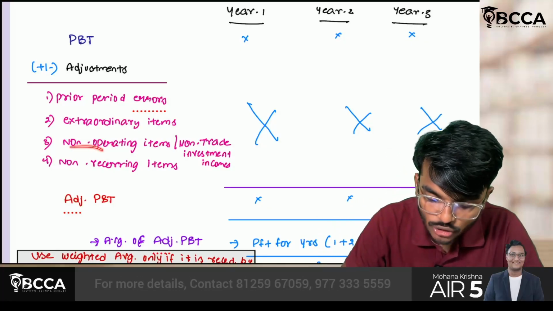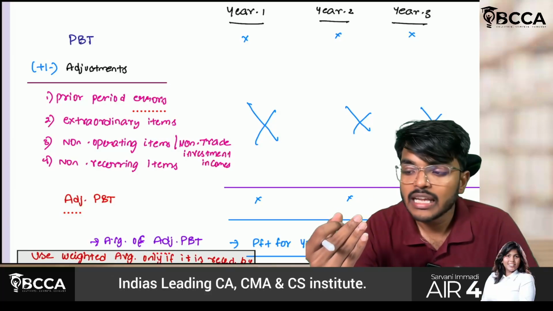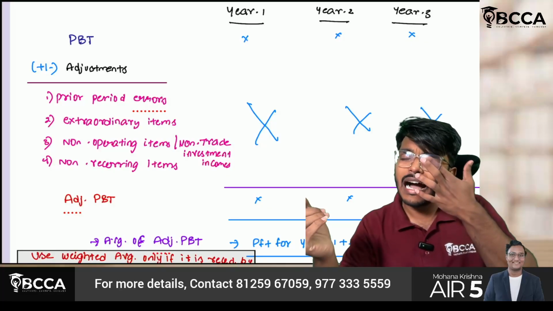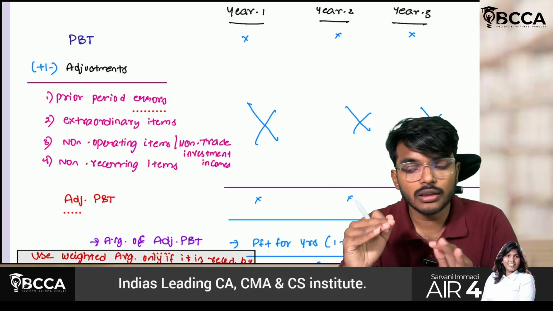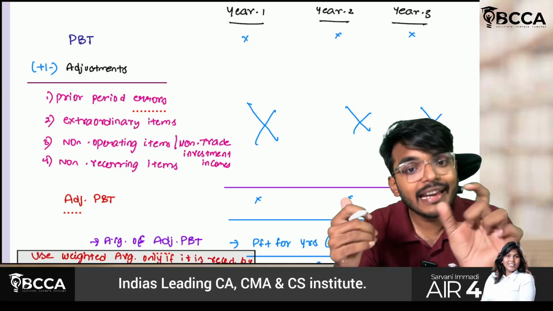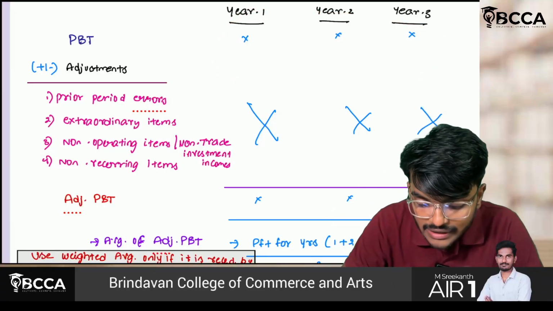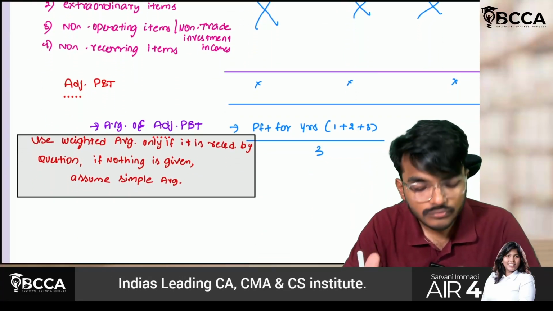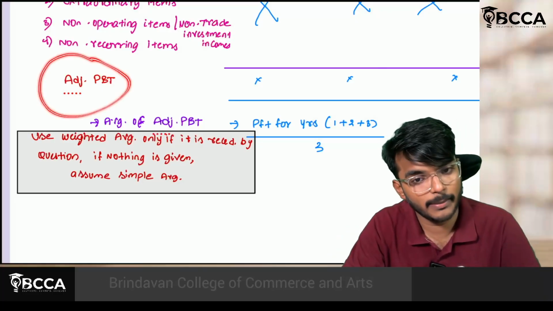Examples of these non-recurring items are, for example, the sale of plant and machinery, where you have a loss or gain on such a sale. Ideally, the sale of machinery and the like will not be done frequently. So if in any previous year you have such non-recurring items, we have to make an adjustment for that as well. If you adjust all those things, you will get something called adjusted PBT.